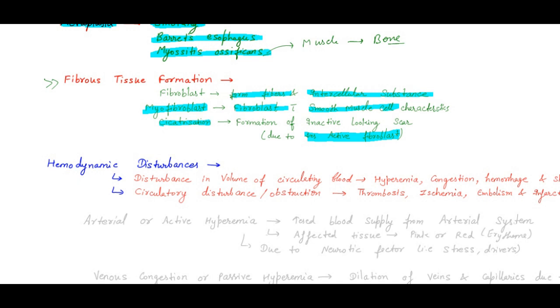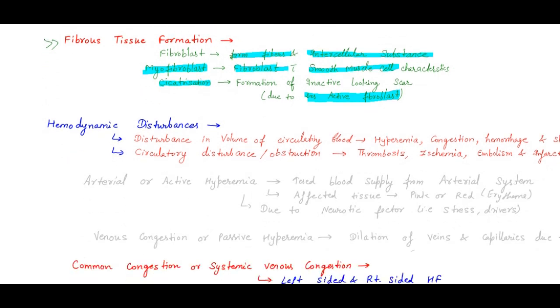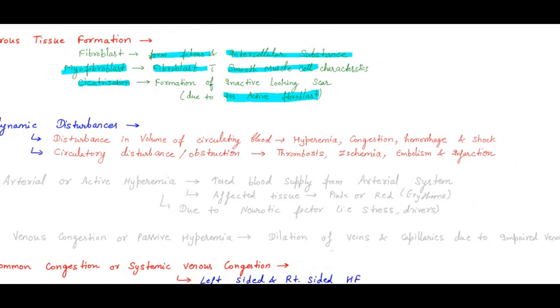Hemodynamic disorder or disturbance. Remember, if we have a disturbance in the volume of the circulating blood, it can lead to hyperemia, congestion, hemorrhage. But if we have a circulatory disturbance or obstruction, it can lead to thrombosis, ischemia, embolism, and infarction. Embolism we already studied, and thrombosis we already discussed; ischemia and infarction. Okay.